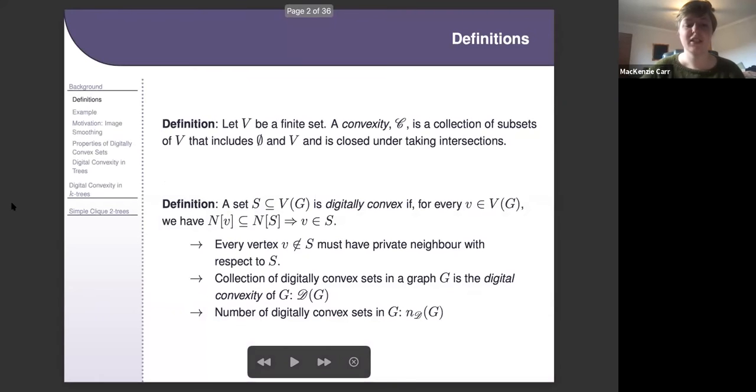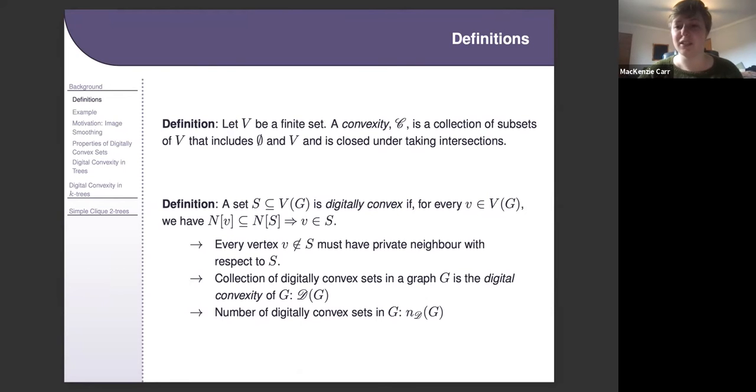some definitions. So convexity, which we'll denote by this script C, is a collection of subsets of a finite set V that includes the empty set, includes the entire set, and is closed under taking intersections. And then we can define several different types of convexity on the vertex set of a graph. So there are some that are sort of generalizations of Euclidean convexity, but one that's not defined in terms of paths, like the Euclidean convexity that we're used to, is digital convexity.